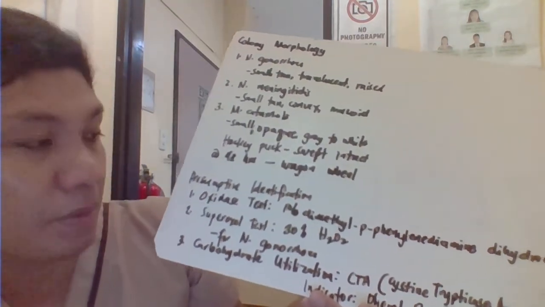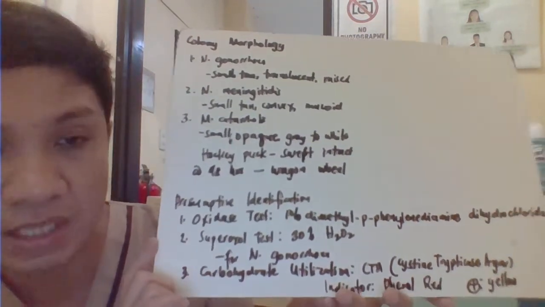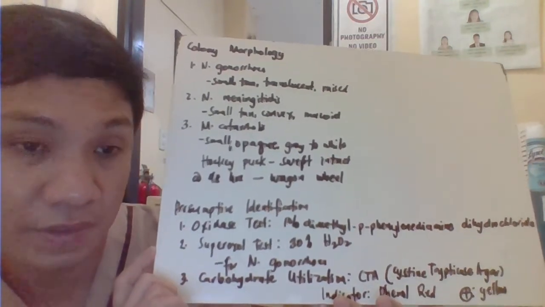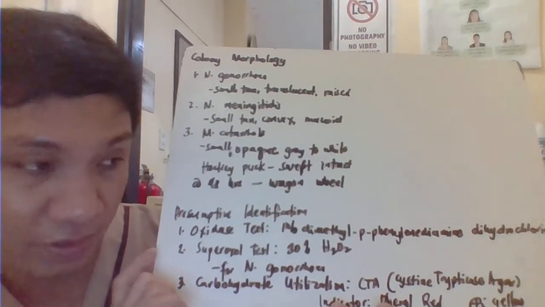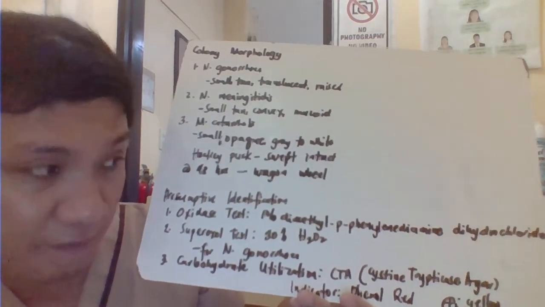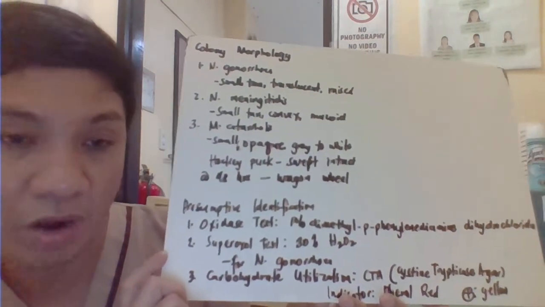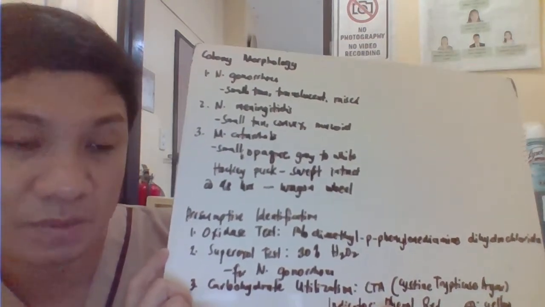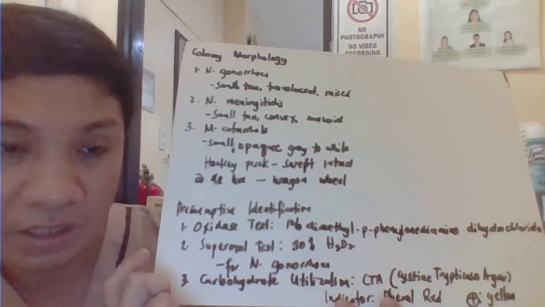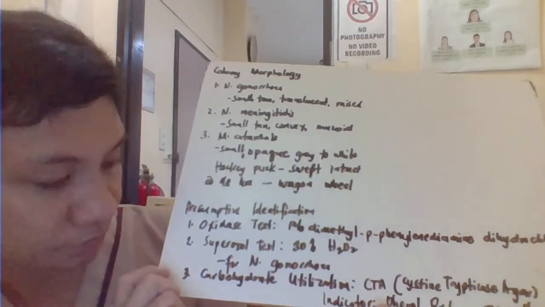Then we have the presumptive identification, the biochemical reactions. The first one is the test for oxidase. Again, all your organisms here, your Neisseria and Moraxella, are oxidase positive, with 1% dimethyl-p-phenylenediamine dihydrochloride as the indicator. Another test is the superoxol test. This is like your catalase test, but this one uses 30% hydrogen peroxide. The superoxol test will only give a positive result with your Neisseria gonorrhoeae.